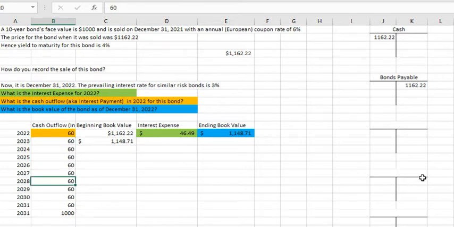Please note that the cash outflows, the interest payments, also known as coupon payments, will stay the same across all years. It's going to be $60. That's what the company is going to pay, except the last year they are not only going to pay the $60, but they are going to pay the face value as well.